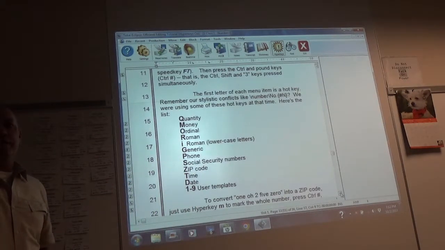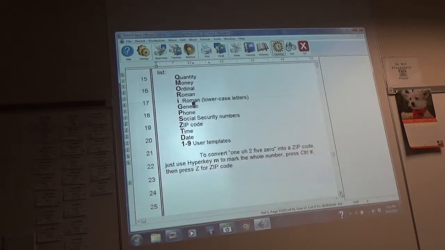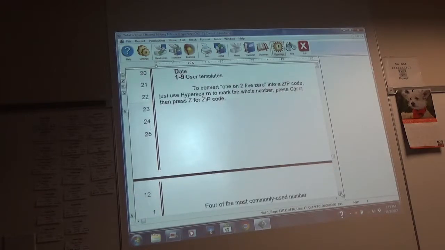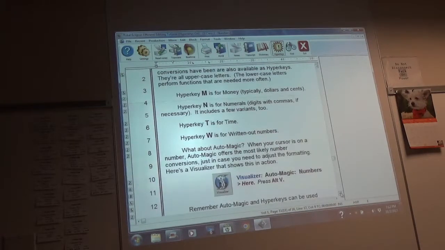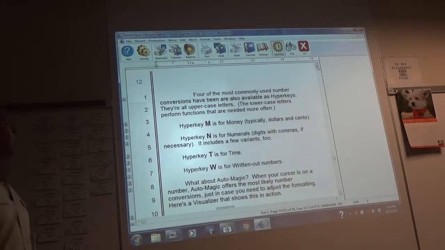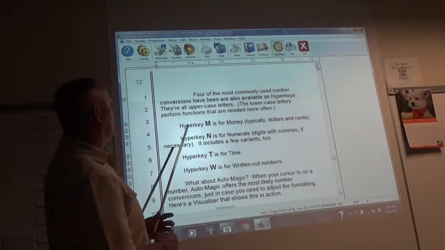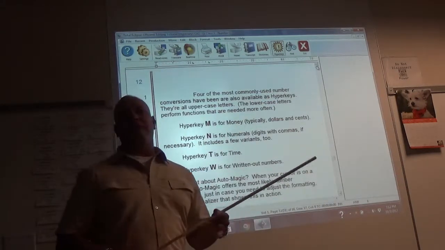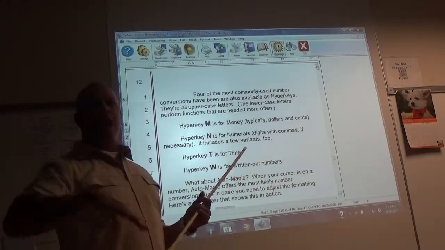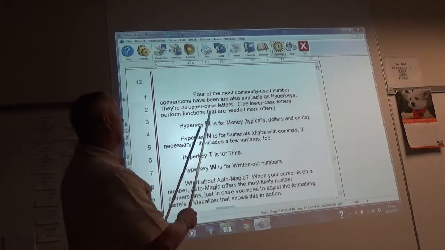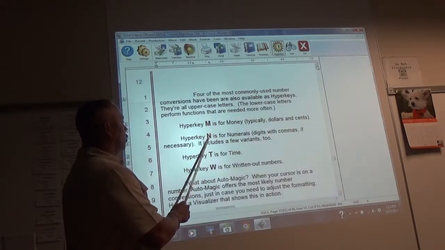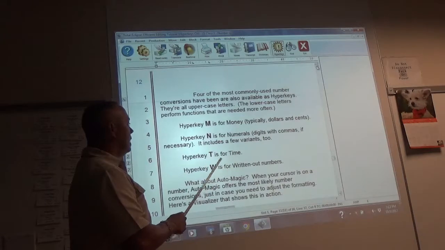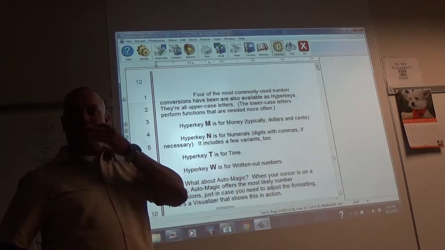And it's all the shift, okay? Okay, four of the most commonly used number conversions are also available as hyperkeys. And that's what they're talking about. The other ones were hotkeys. These are hyperkeys, okay? And the hyperkeys are money, numerals, time, written out numbers, okay?